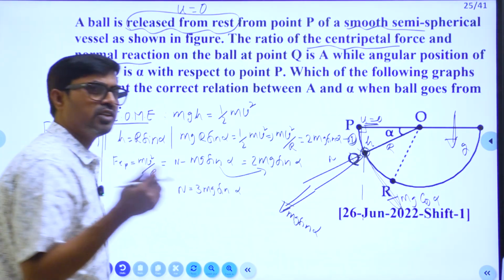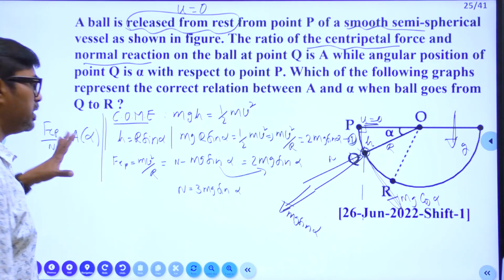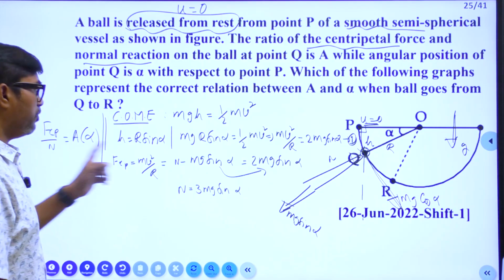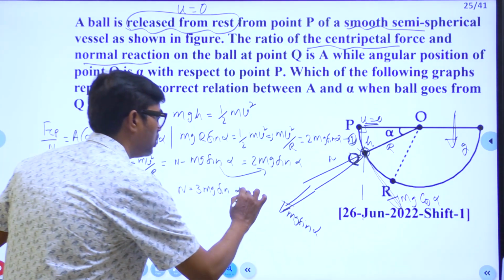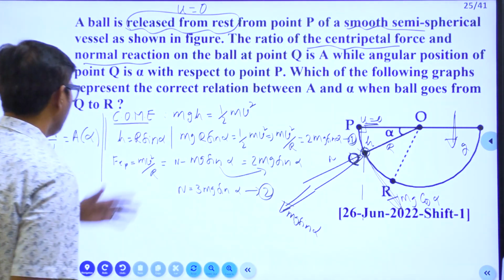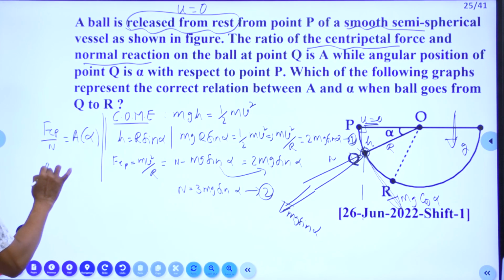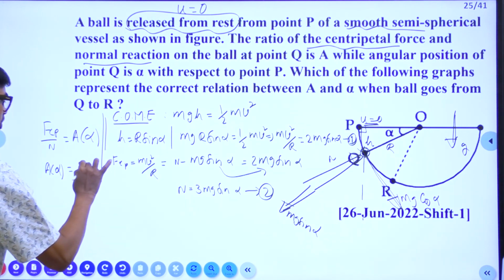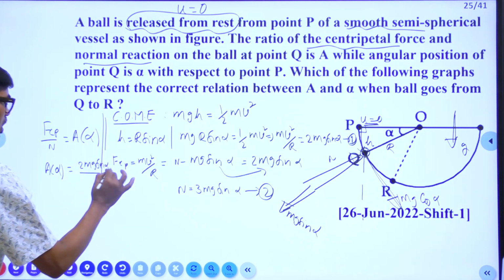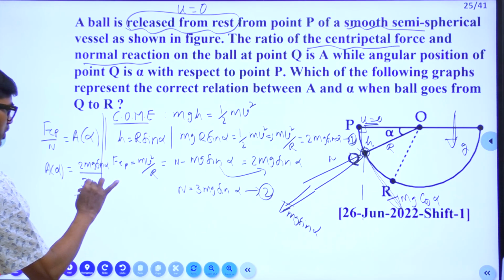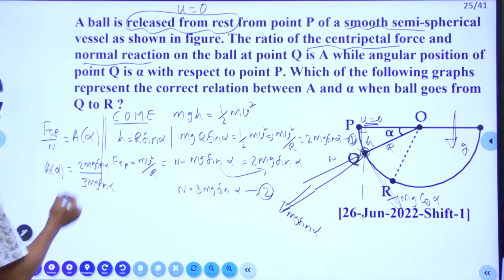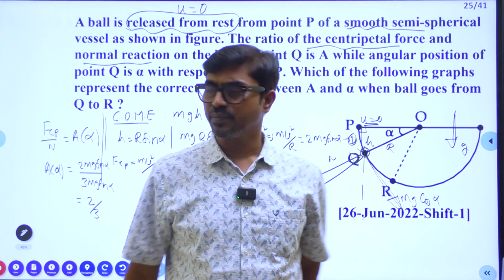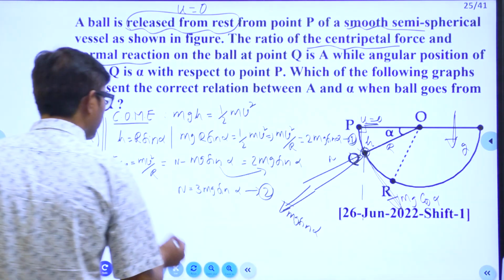I'm trying to bring everything in terms of alpha, because they are asking A as a function of alpha. So N we got in terms of alpha, and mv square by r also we got in terms of alpha. You look at equation 1 and equation 2. Now let's substitute here. A of alpha: first, centripetal force, how much is that? 2mg sin alpha. And normal reaction is 3mg sin alpha. So you see everything is getting cancelled out, all the variables are gone, it is going to be a constant 2 by 3. And so you will have a constant function graph.